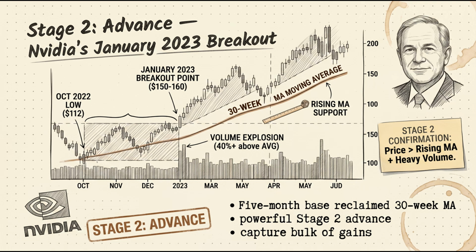Over the next 18 months, NVIDIA rose more than 1,200% from its October 2022 low, forming multiple consolidation bases along the way. Each base was characterized by tight price action before the next breakout. The 30-week moving average acted as dynamic support throughout the entire advance. This is the stage where Weinstein method investors capture the bulk of their gains.